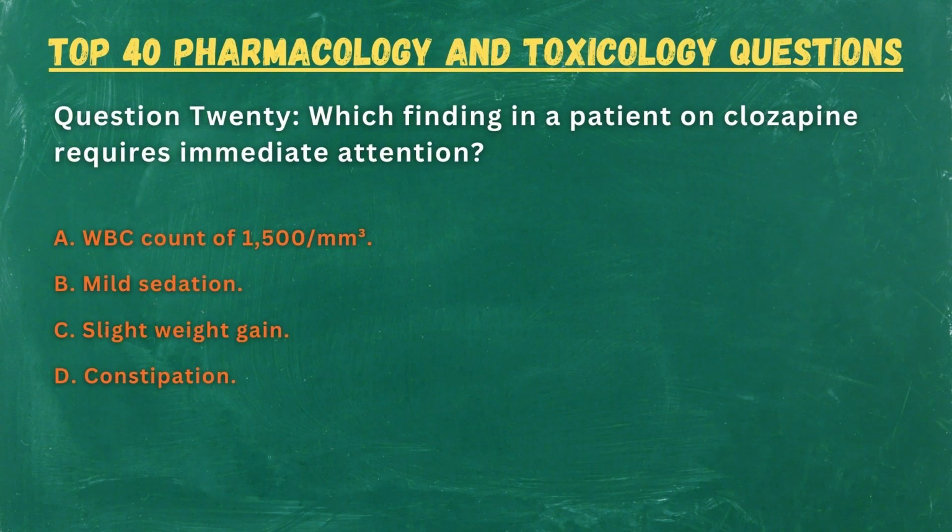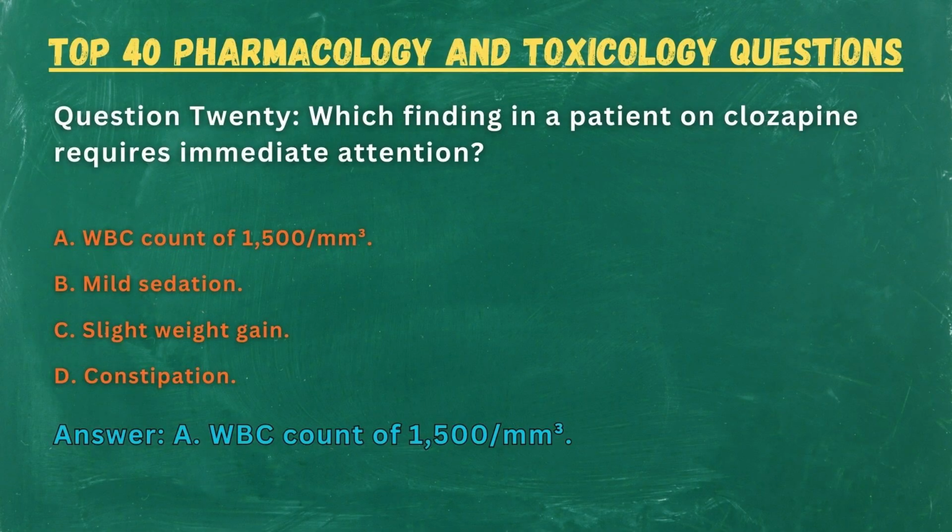Question 20. Which finding in a patient on clozapine requires immediate attention? A. WBC count of 1,500/mm³. B. Mild sedation. C. Slight weight gain. D. Constipation.